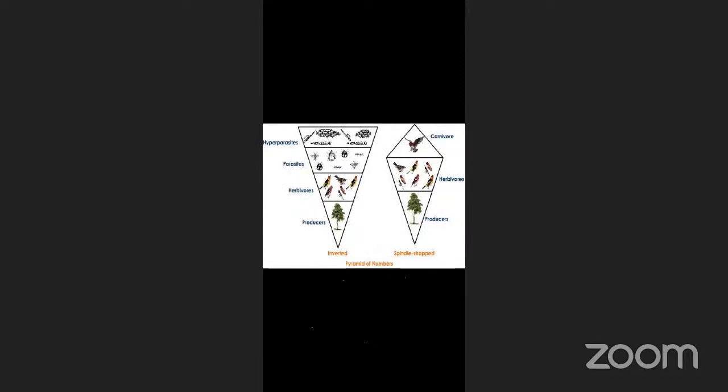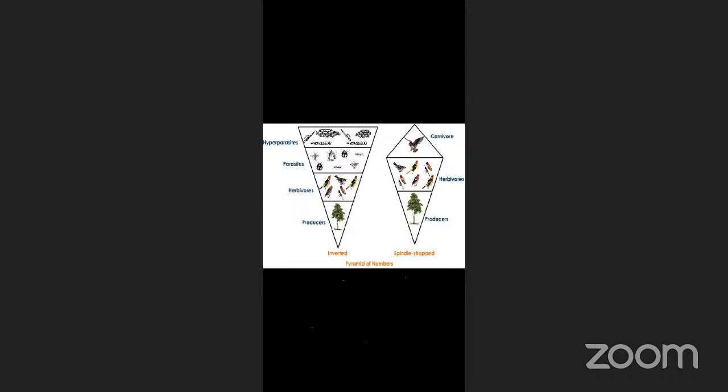But when it comes to parasites, it is inverted. Why? Because if you have some thousand trees, then the birds which are living on those trees are much larger in number than the trees. And those parasites which are feeding on the birds will be still larger in number. Then hyperparasites which are living with these parasites will be very, very large in number. Hence, it is an inverted pyramid.